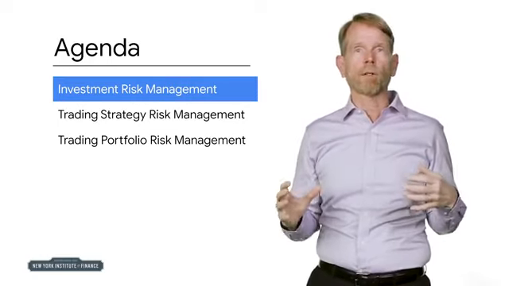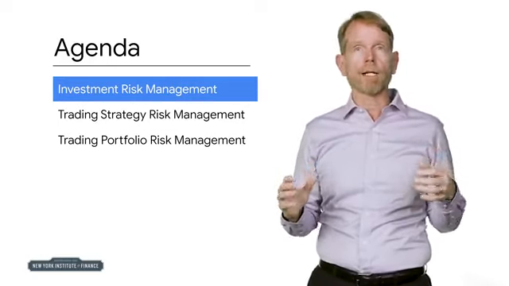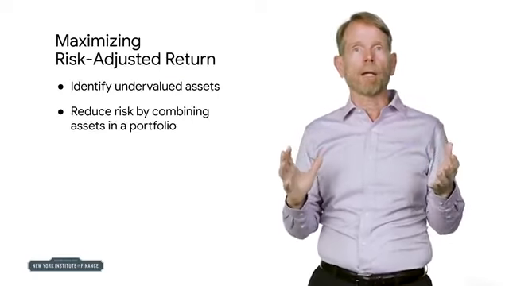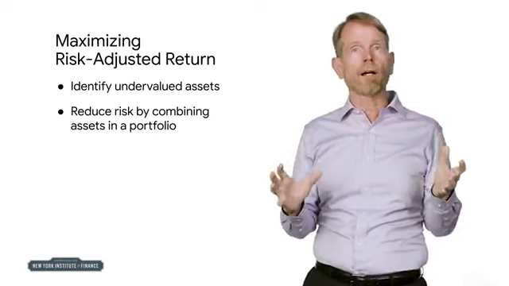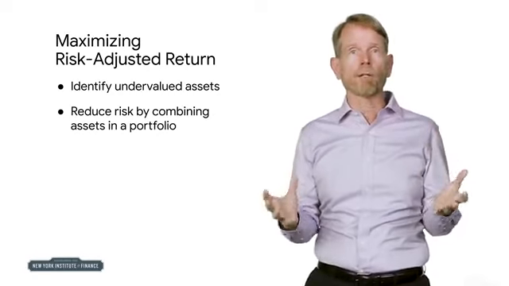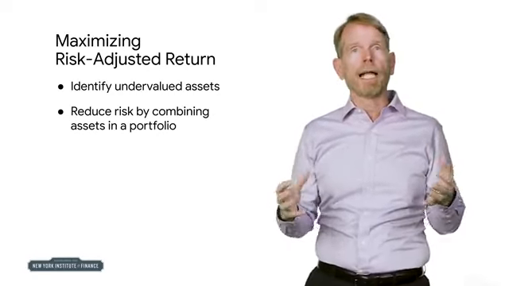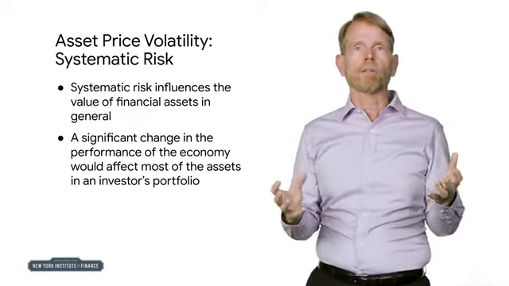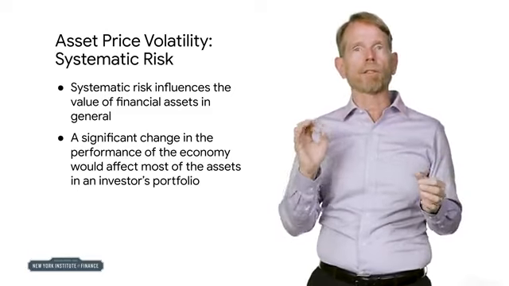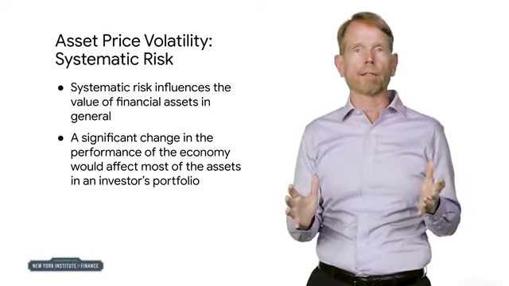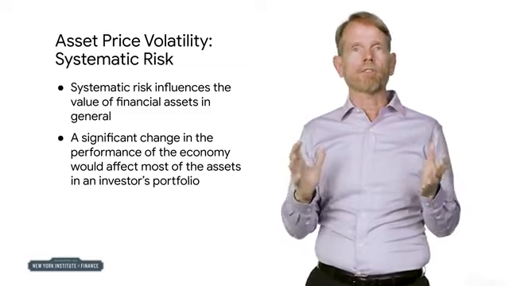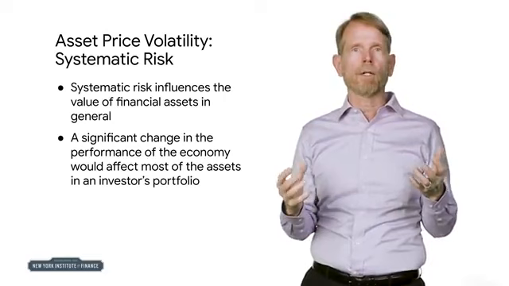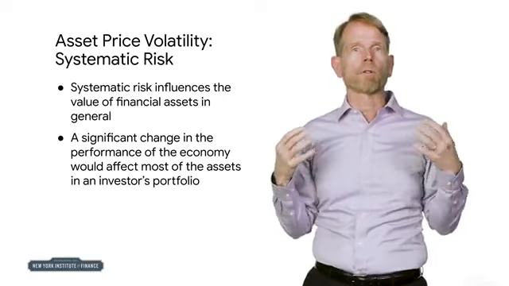Investment and trading portfolios have the same overall objective, maximizing risk-adjusted return. Investment managers accomplish this by identifying undervalued assets based on fundamentals or other criteria and combining them into a portfolio. Systematic risk affects the value of all assets, but to different degrees, which we will discuss later. For now, think of systematic risk as coming from macro factors such as GDP growth, employment, interest rates, or credit spreads.